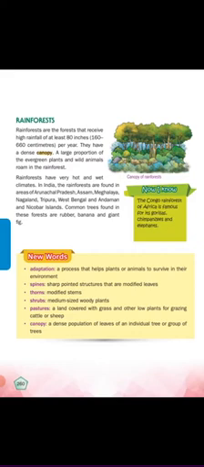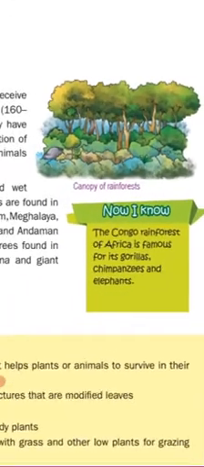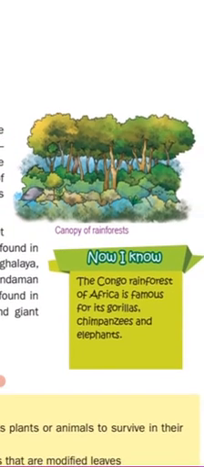Rainforest means it receives high rainfall, at least 80 inches. That is, per year it receives 160 to 660 centimeters. So canopy, what is that? In a canopy you can see only a lot of leaves, fully spread out and green. See in that picture. Some areas will be covered fully with leaves. That area is called canopy.